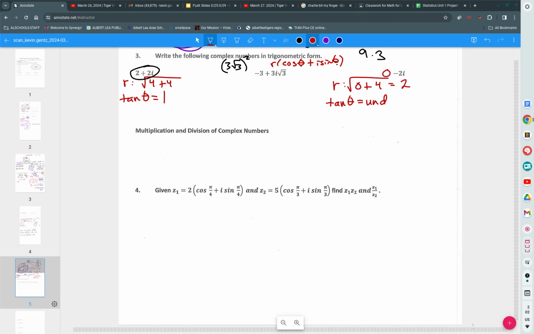Where is tangent undefined? 90 and 270. Is this 90 or 270? 270, because you're over 0 and you're down 2i. So theta is 270 degrees. What is 270 in radians? 90 is pi over 2. 3 pi over 2. So my answer is 2 times the cosine of 3 pi over 2 plus i sine of 3 pi over 2.